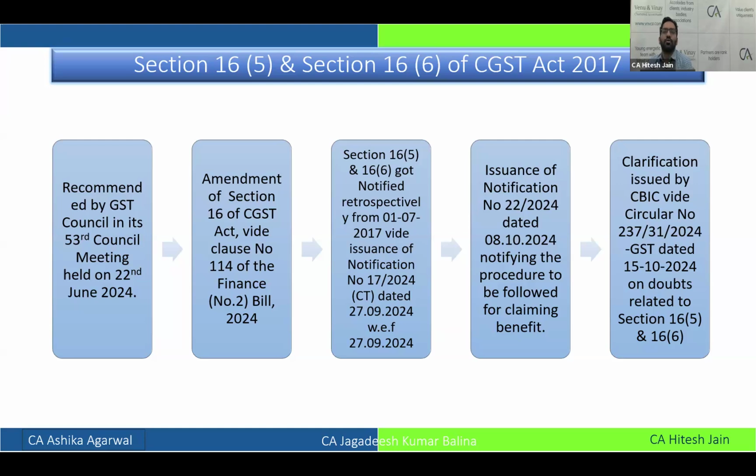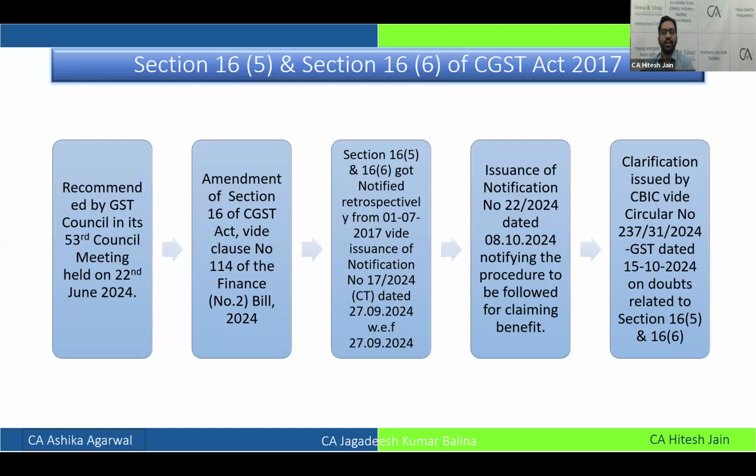After the sections got notified, the CBIC came up with a notification whereby it prescribed the procedure to avail the benefit given under these subsections of Section 16 to the taxpayers who were facing issues. Such notification is notification number 22/2024 dated 8th October 2024.